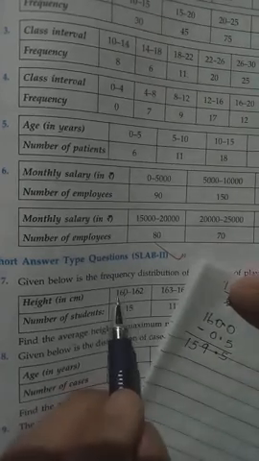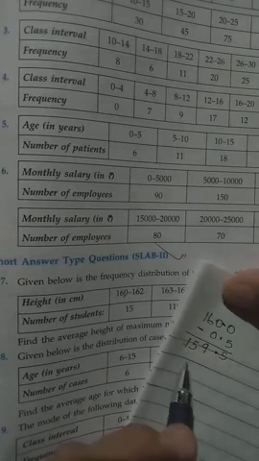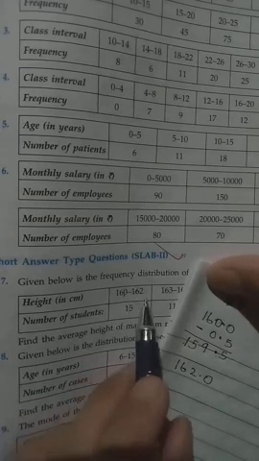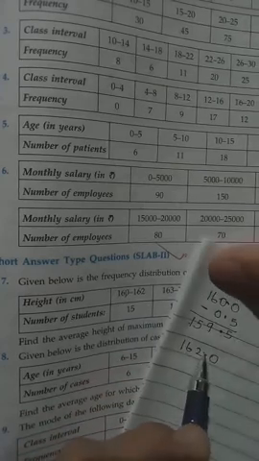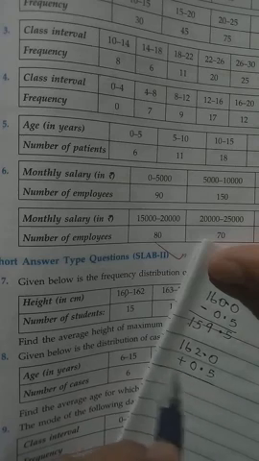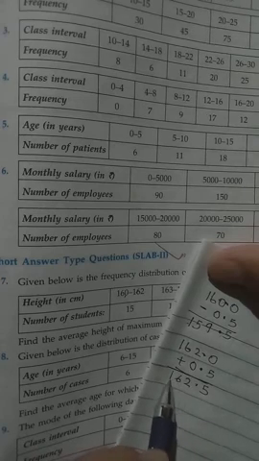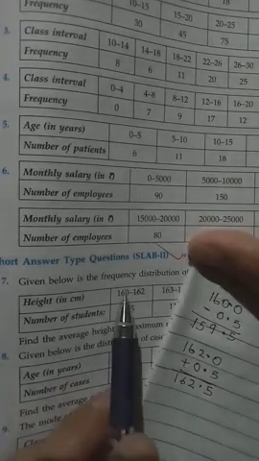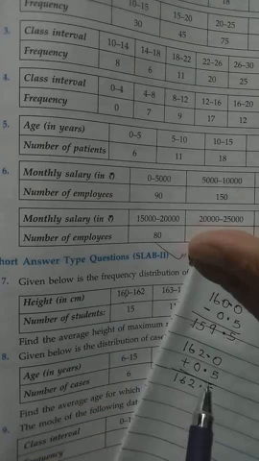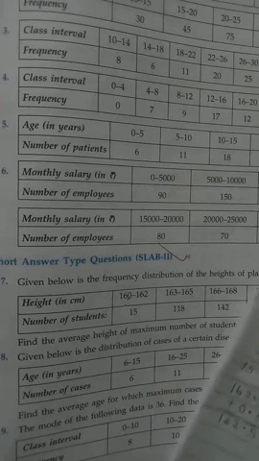Now we will not write 160 anymore. We have to write 159.5. Then we have to add to the upper limit. 162, here also no decimal, so you can put a decimal. Then you add 0.5, so it will become 162.5. So clearly you can see the lower limit reduced by 0.5, the upper limit increased by 0.5. So for all of these, now you have to convert.